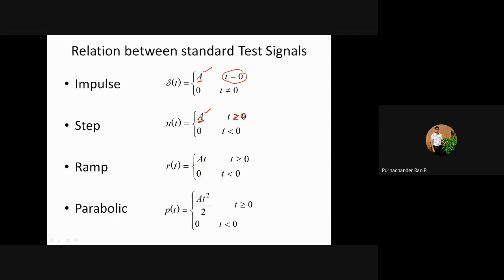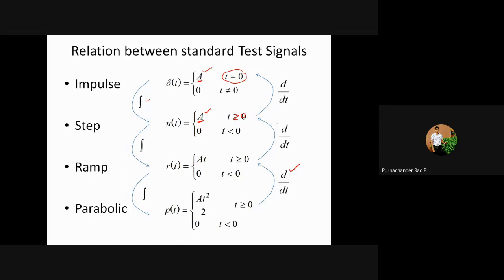At is the ramp signal, and At square by 2 is the parabolic signal. If you want to find the step signal from the impulse signal, you need to integrate. Like that, all the signals can be obtained from one signal if you integrate it. If you want to get the previous signal, you need to take d by dt. The differentiation of the parabolic signal will give you the ramp signal, the differentiation of the ramp signal will give you the step signal, and similarly, d by dt of the step signal will give you the impulse signal.